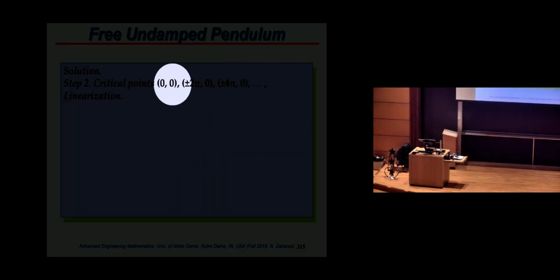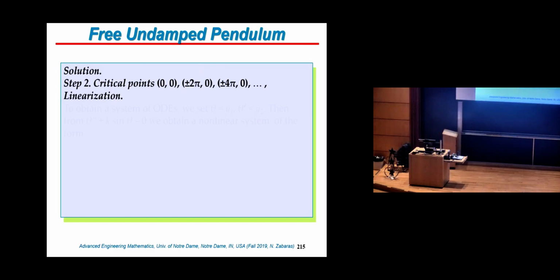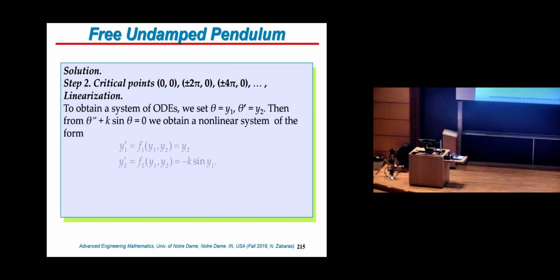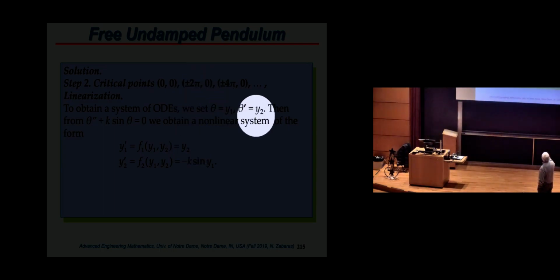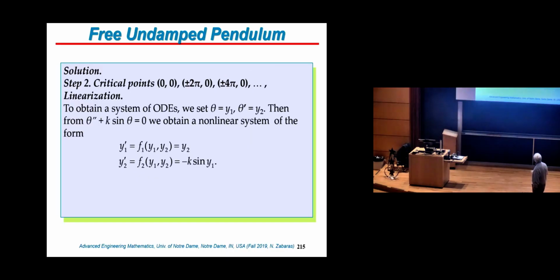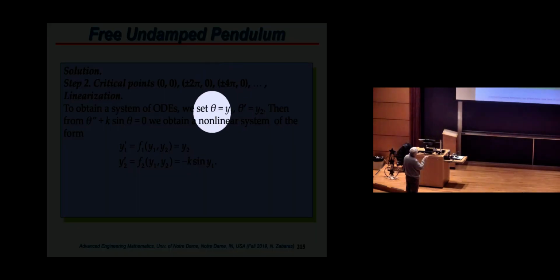And I'm going to work with the point 0, 0. All right, so we're going to introduce these variables, y1 equal to theta and y2 equal to theta prime, as we have written the other way around. So these are my two variables. And we're going to write the second order differential equation as two equations of first order. So will you agree with me that y1 prime is equal to y2? Yes?